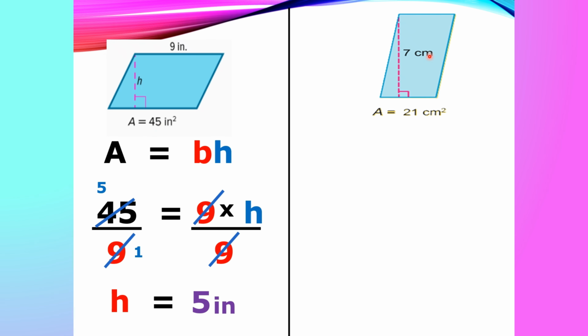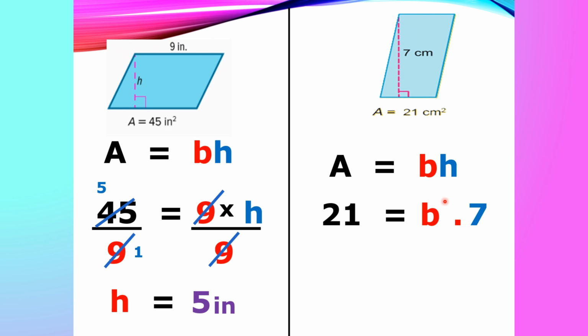In this example also, we need to find the missing dimension. We're given the area as 21 centimeters squared, the slant height as 7 centimeters, and we do not know the base. So again, we use the formula area equals the base times the height. The area is given as 21 centimeters squared. The base we do not know, and the height is 7. Now for our base to stand alone, we need to divide both sides by 7.